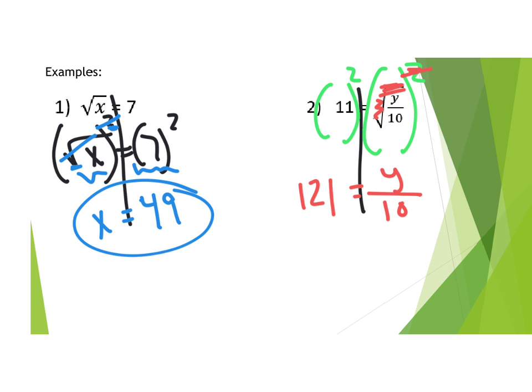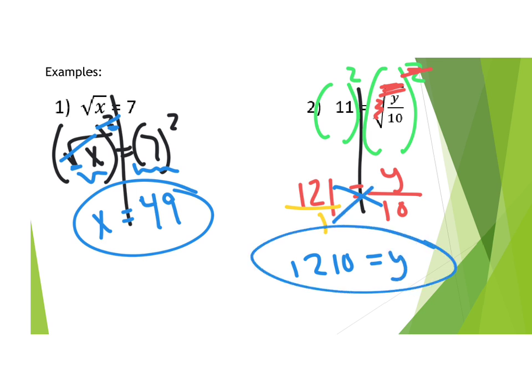Now we just solve that. So the right side's a fraction, the other side's not. So I'm going to take that 121, put it over 1, and then we're going to cross multiply. So 121 times 10 is 1,210 equals 1 times y, which is just y. And there's our answer.